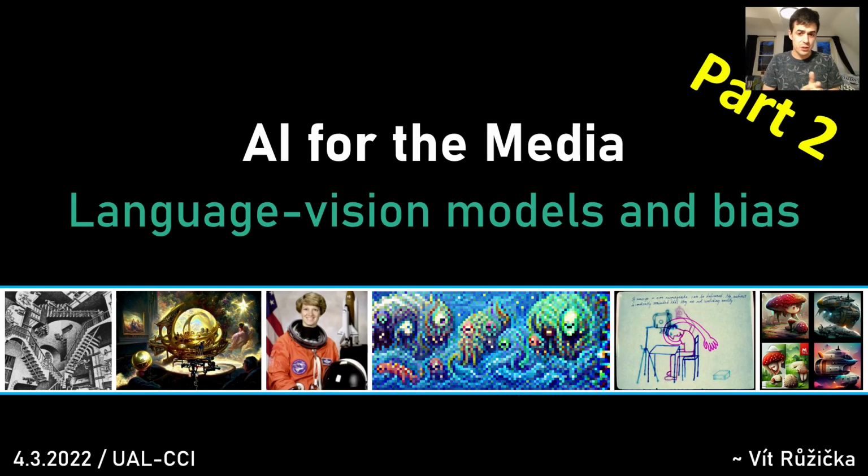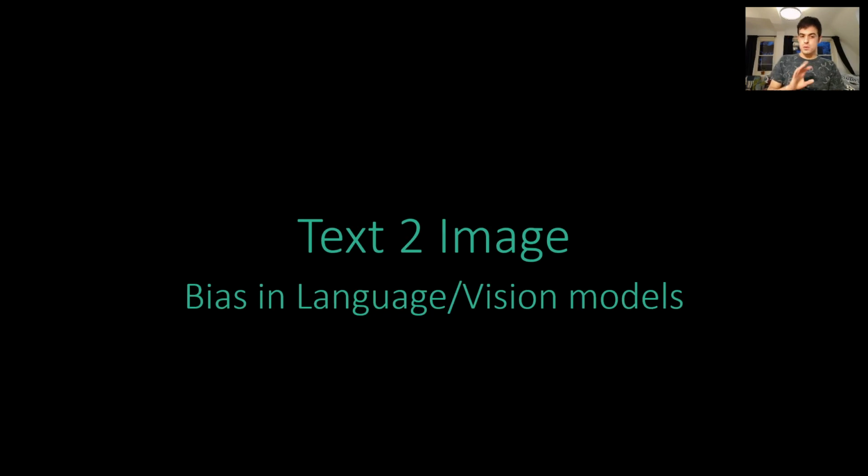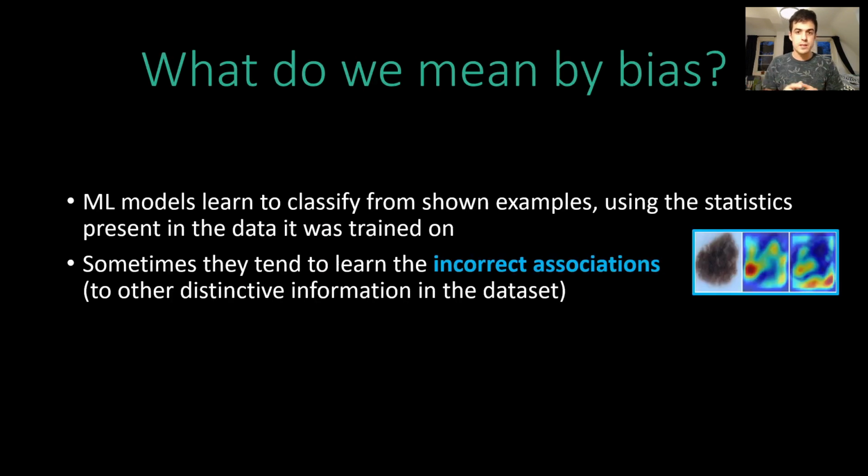This is the language vision models and bias, the second part, where we will start talking about bias first and then move into some of the examples of artworks using these models. Yeah, so let's talk about the bias. We already slightly talked about some of the places where the bias could come from in the previous part. Now let's discuss it.